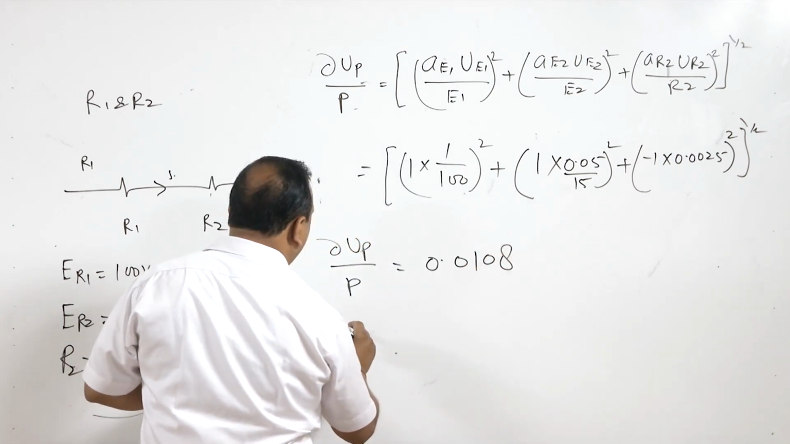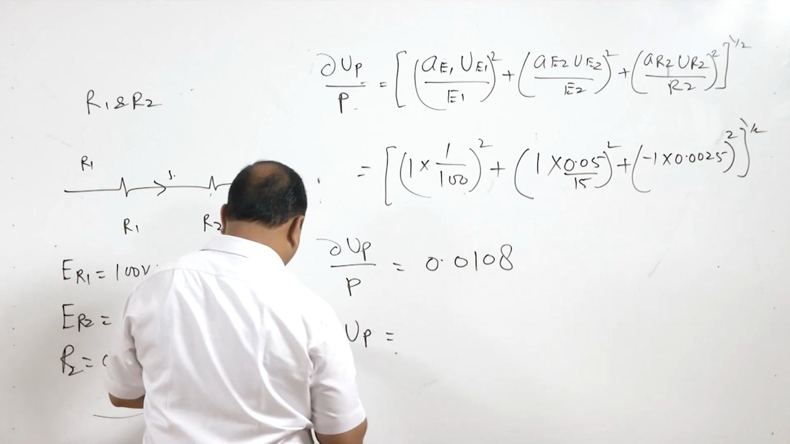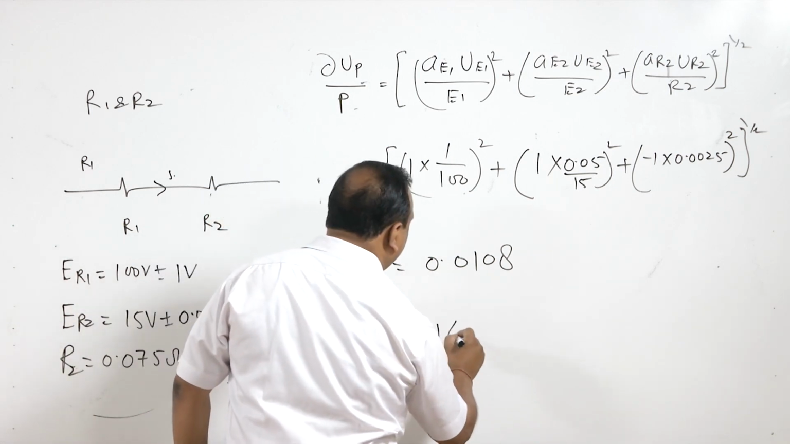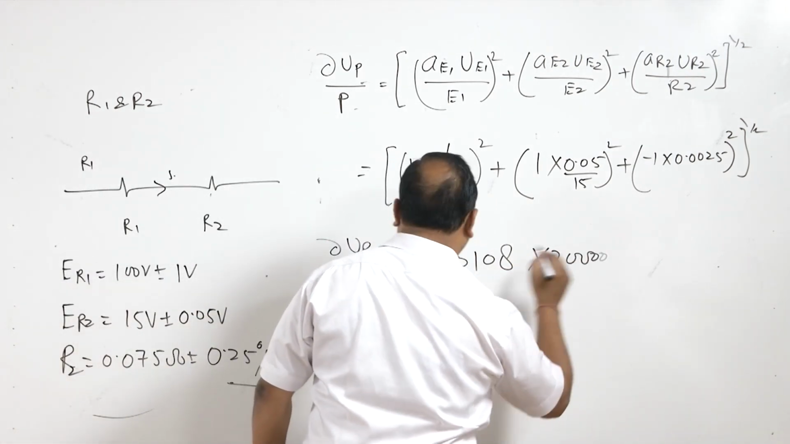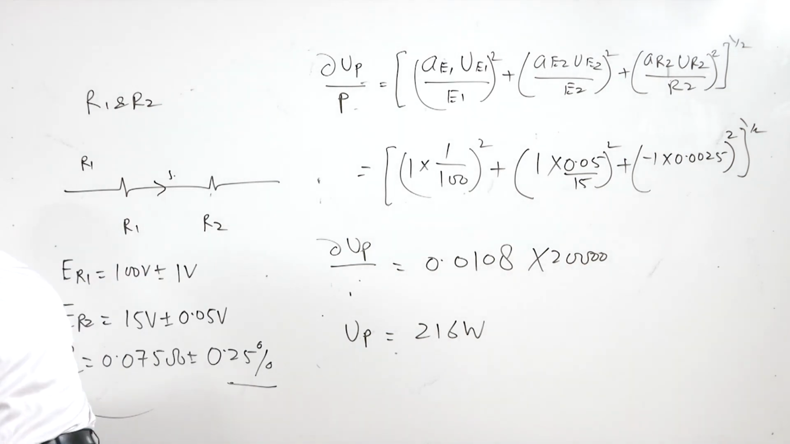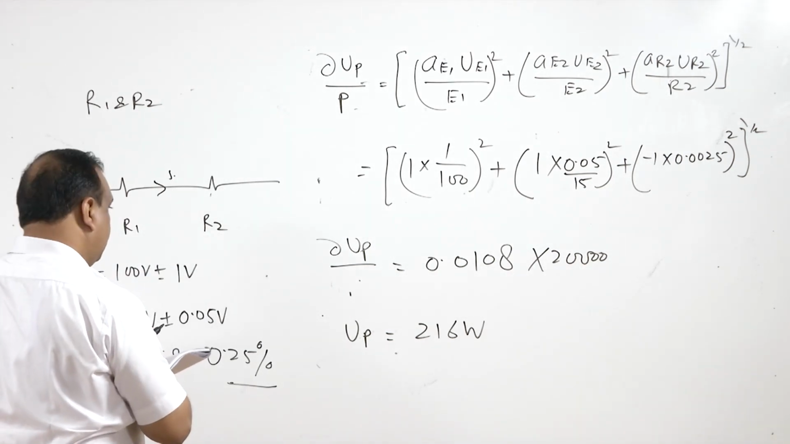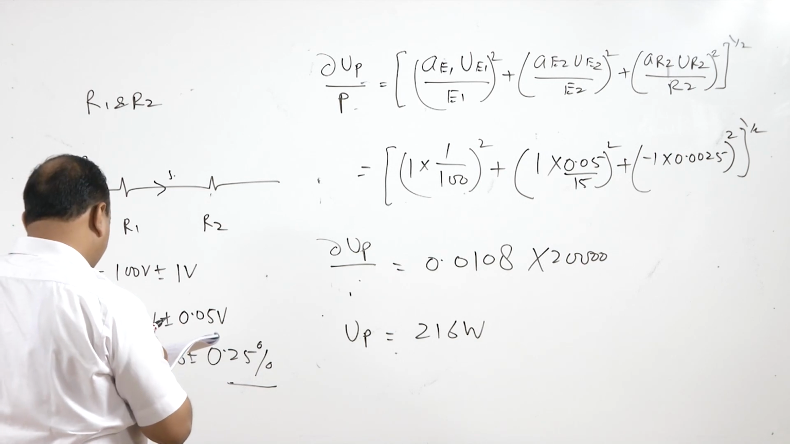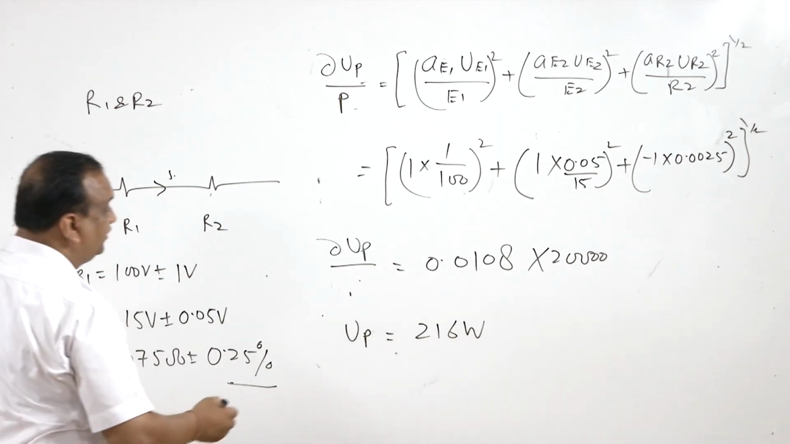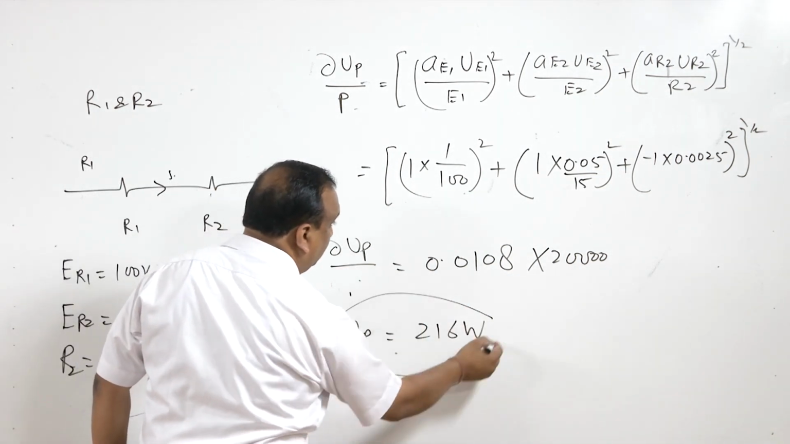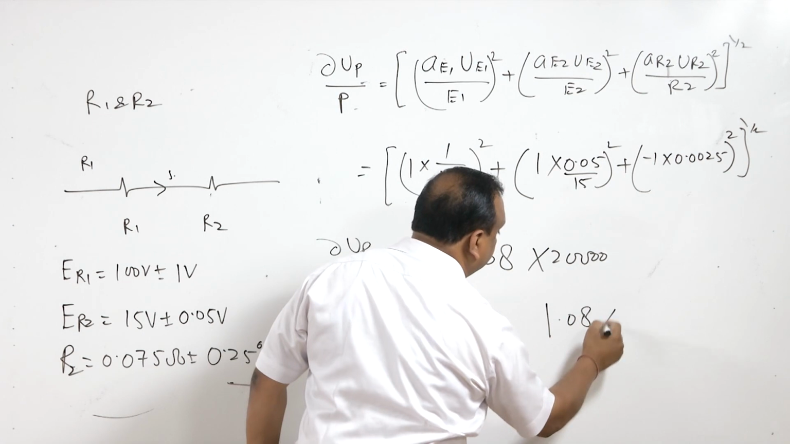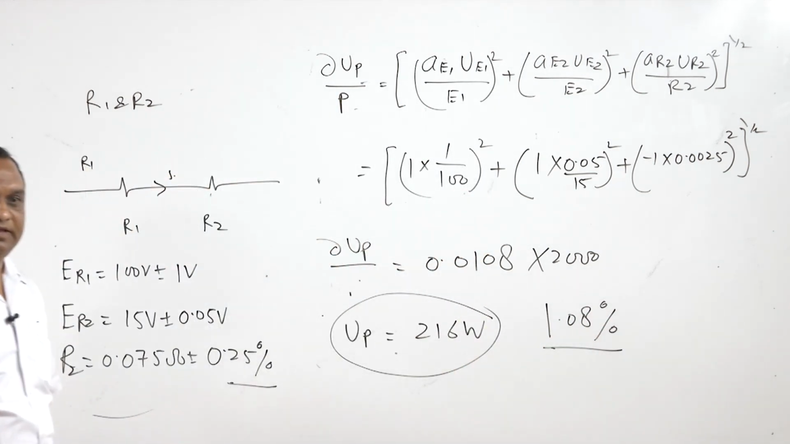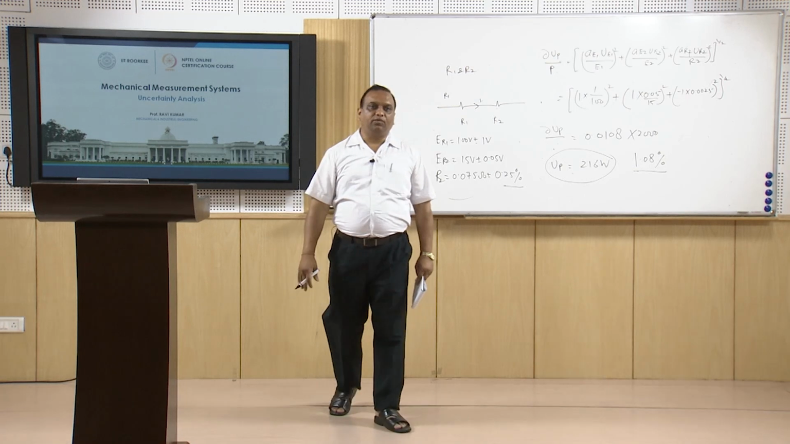Or uncertainty in the measurement of power is 216 watt. When we multiply this by 20,000, right, then we get 0.0108 multiplied by 20,000, 216 watts. So this is the uncertainty in the measurement of power. It is 216 watt, or if you want to express it in terms of percentage, it is 1.08% of the measured value. Right? This is all for today. Thank you.